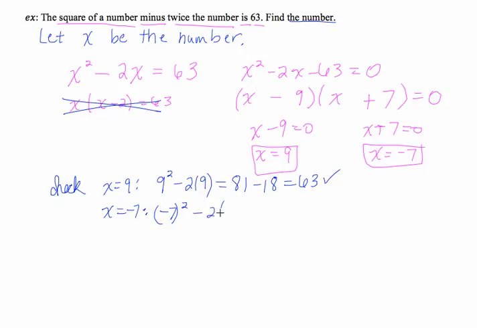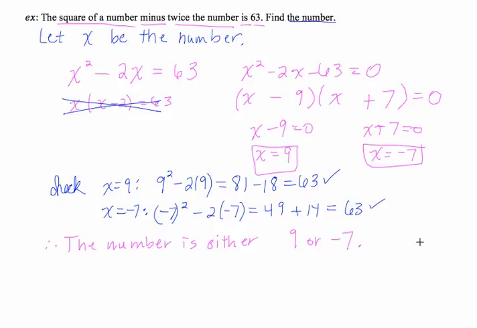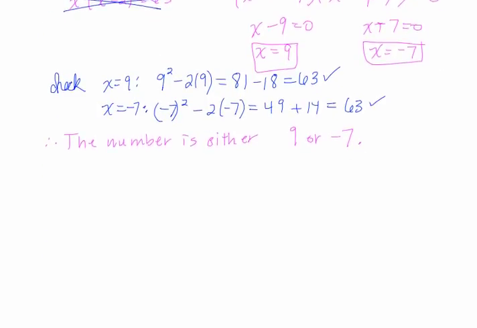Minus twice the number, so minus 2 times negative 7. Let's see, negative 7 squared is 49. And this would be positive 14. Adding those together, we do get 63 again. So both of these are solutions. And since it doesn't say that the number has to be positive or negative, they're actually both answers. So there we would say, therefore, the number is either 9 or negative 7.